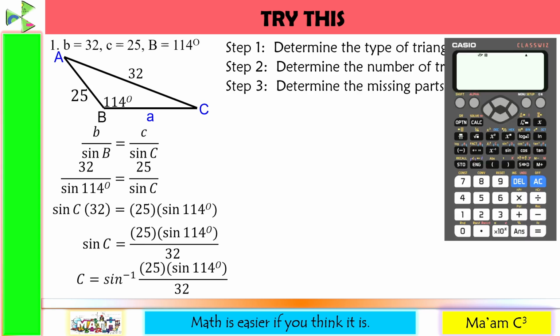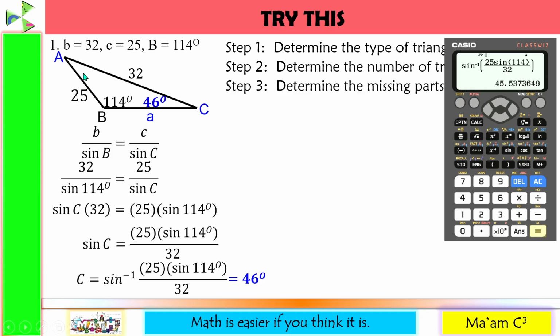So let us solve this one. We have shift sine, we have a fraction: 25 times the sine of 114 all over 32. And this is equal to 45.5373649. The given angle is a whole number, so let me just round this off to 46 degrees. Angle C is 46 degrees.